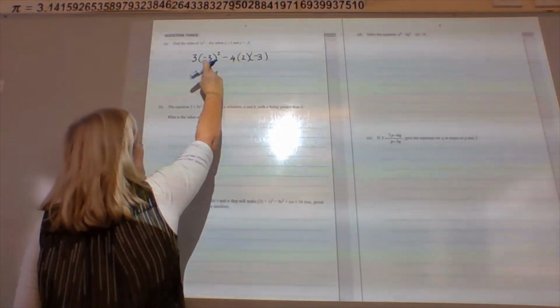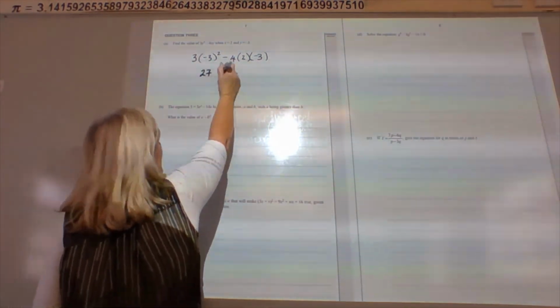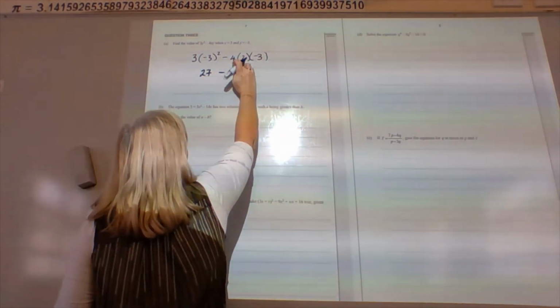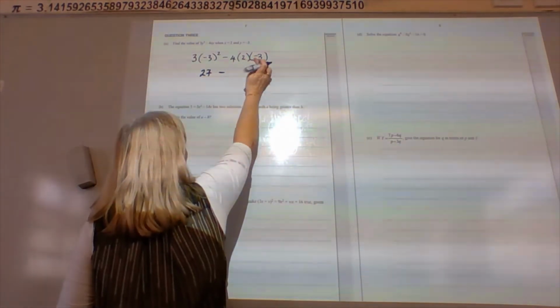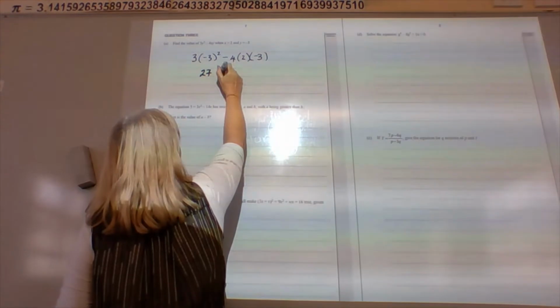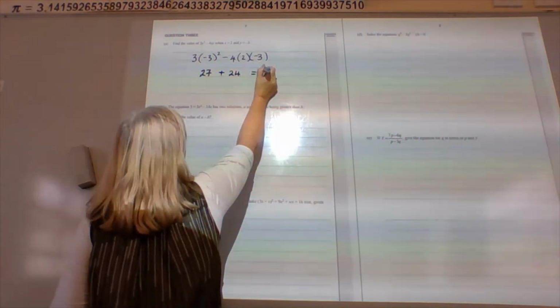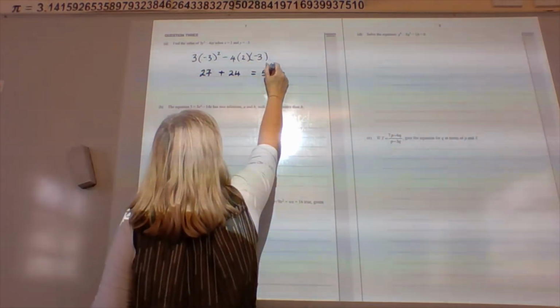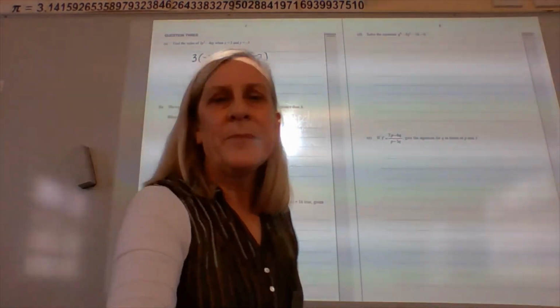Negative 3 squared is 9, so this is 27, minus 4 times 2 is 8, times 3 is 24, with 2 negatives makes positive. So we've got 51 is our answer to this one.